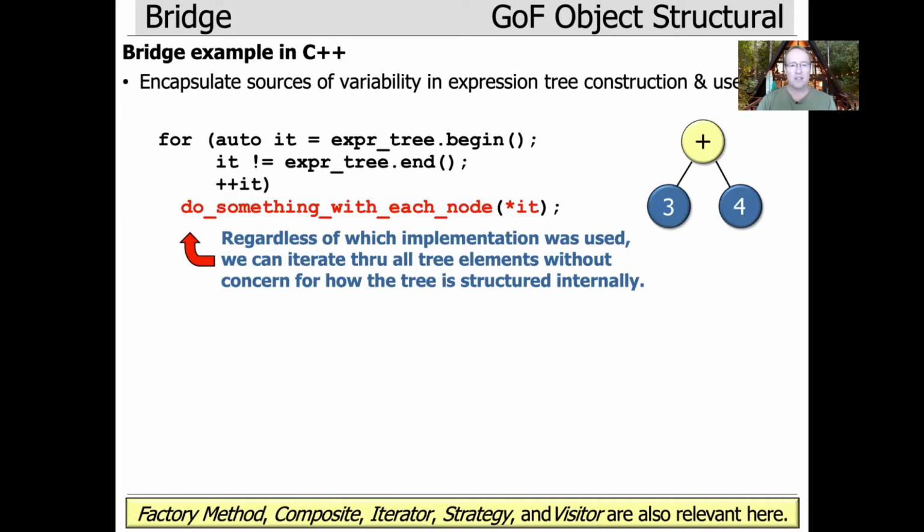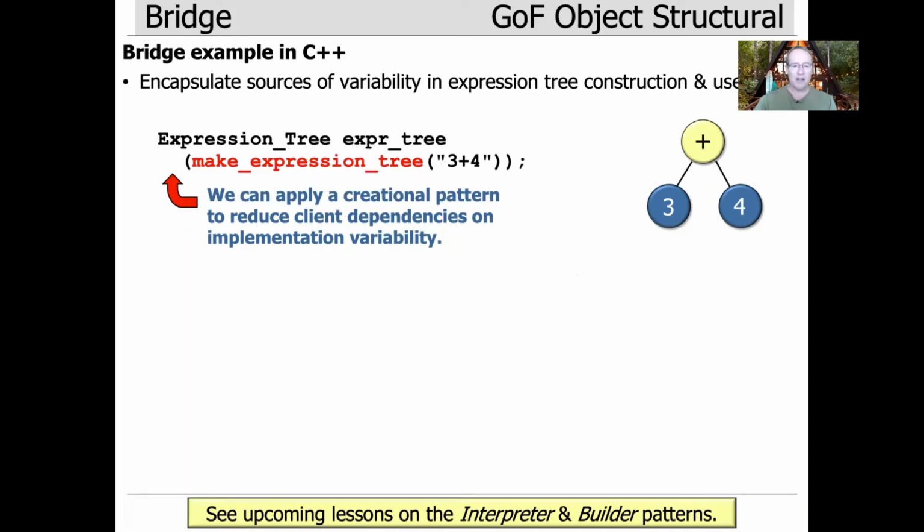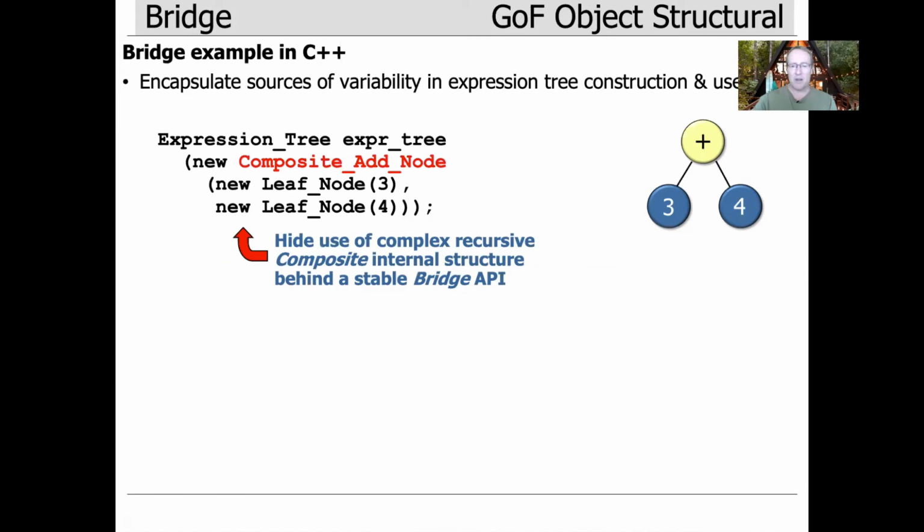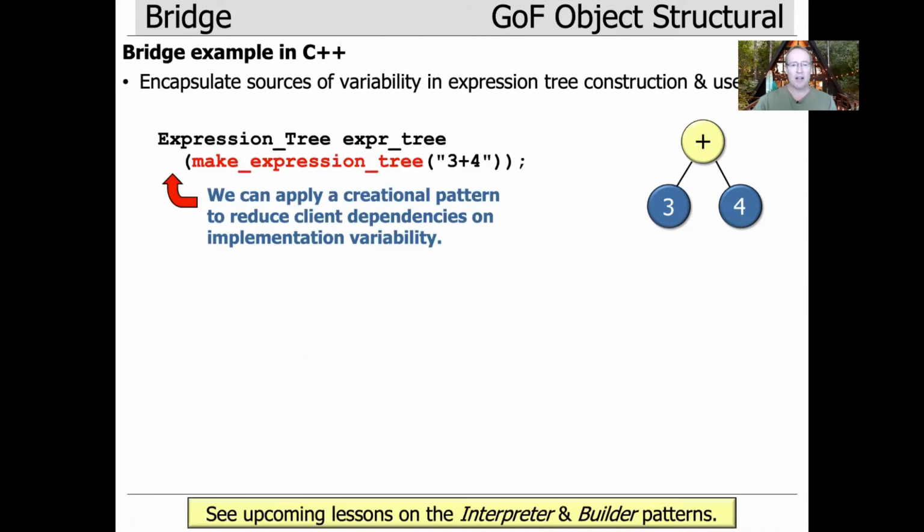All it's doing is getting an object that's the iterator, that's the beginning of the iteration in whatever order we want to iterate through. We keep iterating till we're at the end. And every time along the way, we're going to do something with each of the nodes. And we don't have to know, we don't have to care whether it's implemented using the component node model or the tree node model or whatnot.